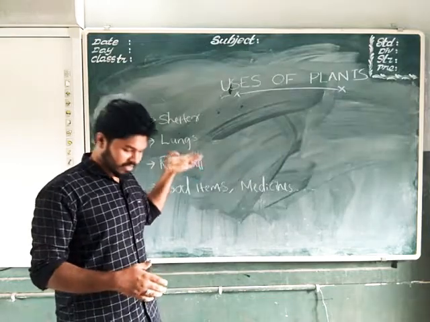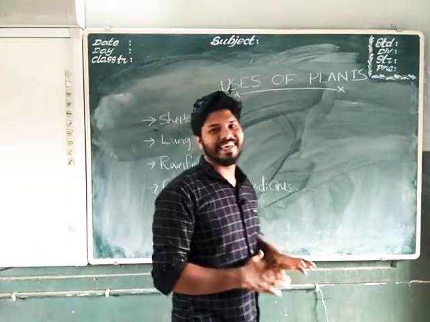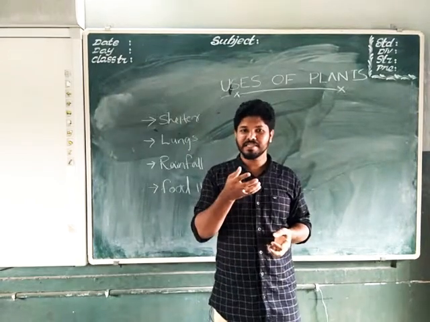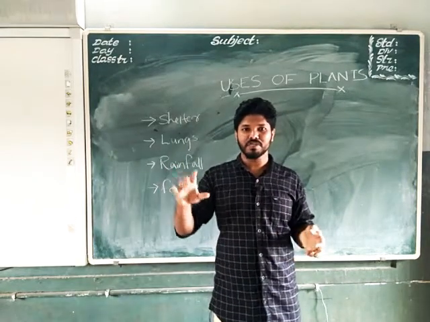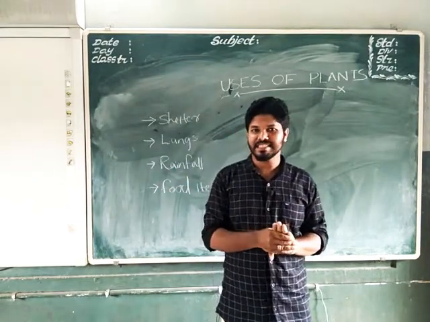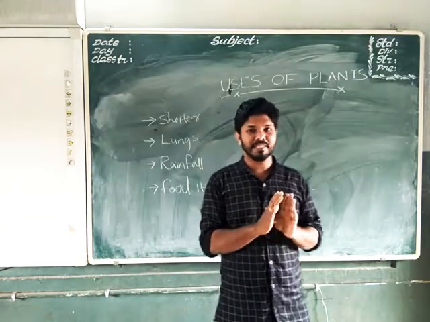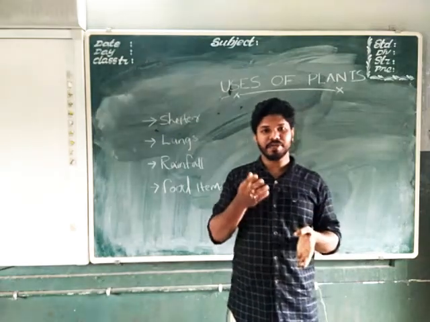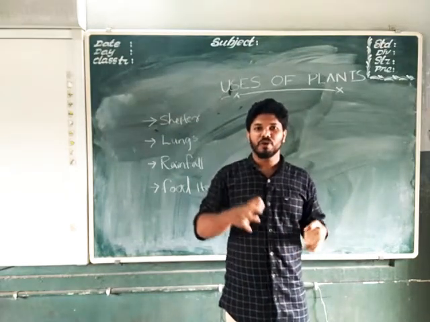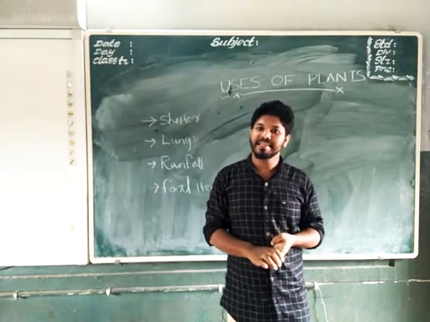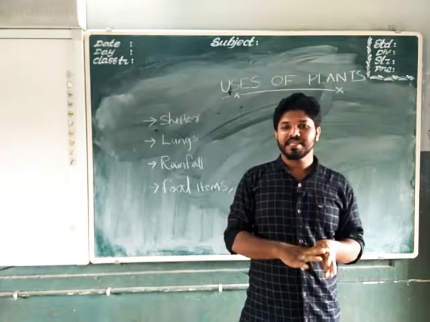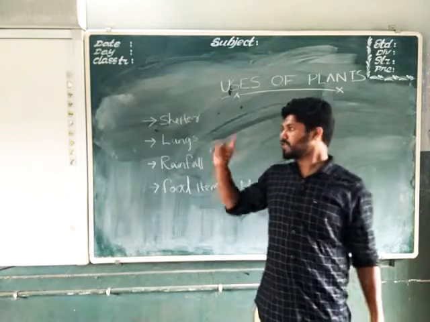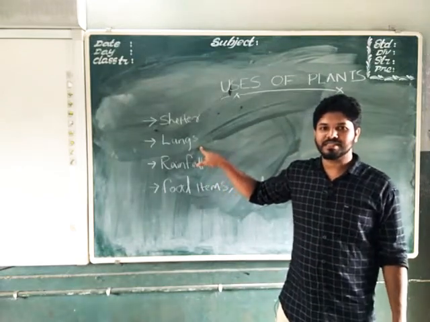Second point, trees are the lungs of the earth. These trees take in carbon dioxide and release oxygen during the daytime, isn't it? You know very well about the breathing of trees or plants. Plants take in carbon dioxide and give out oxygen during daytime, and at night time they take in oxygen and release carbon dioxide. So during daytime they give us oxygen.